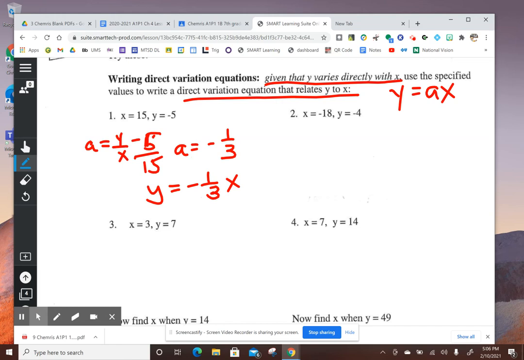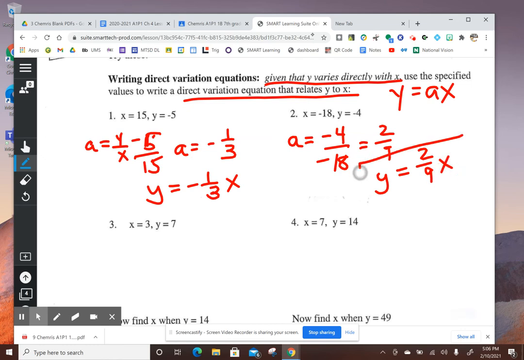Now, let's look. You try to do number 2, stop the video, and start it again when you're done. So for number 2, I say a equals y over x. This can be simplified to +2/9. I'm not done. I then have to plug that back in, and that's my direct variation equation. Now, number 3 has an added task.